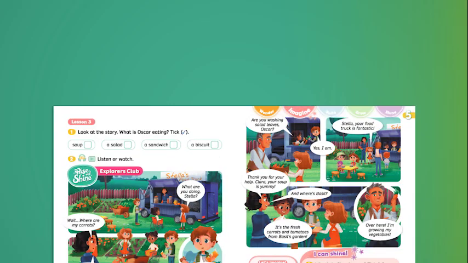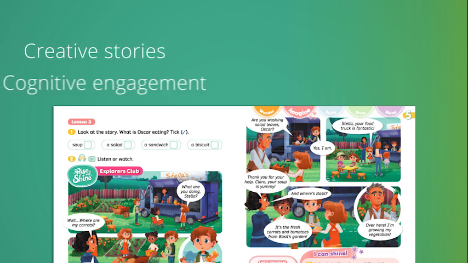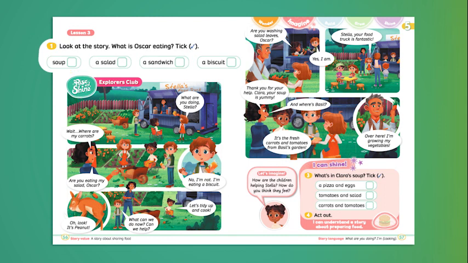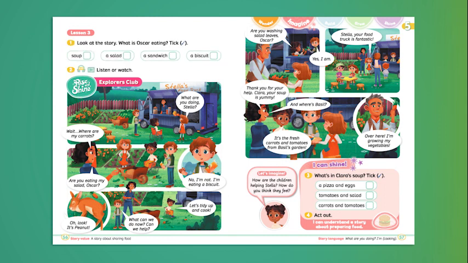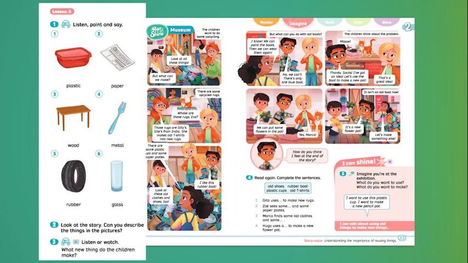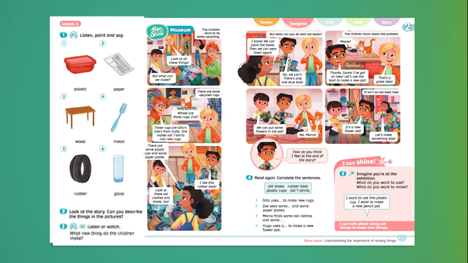The Imagine stage focuses on creative stories and activities that encourage cognitive engagement. The lesson starts with a vocabulary review in levels 1 and 2. In levels 3 to 6, a second vocabulary set is presented here.